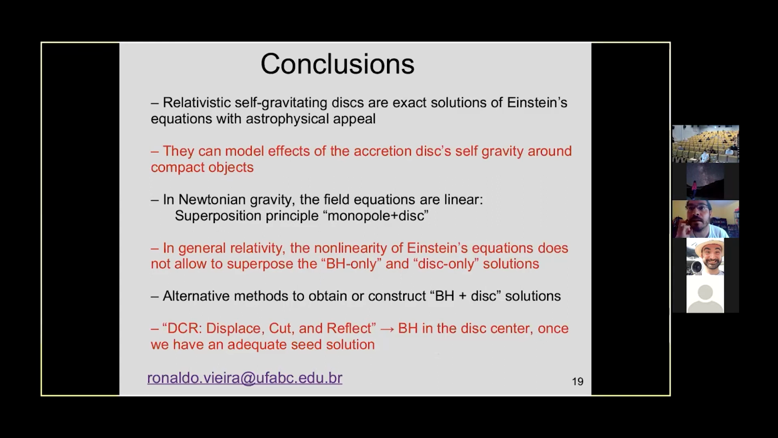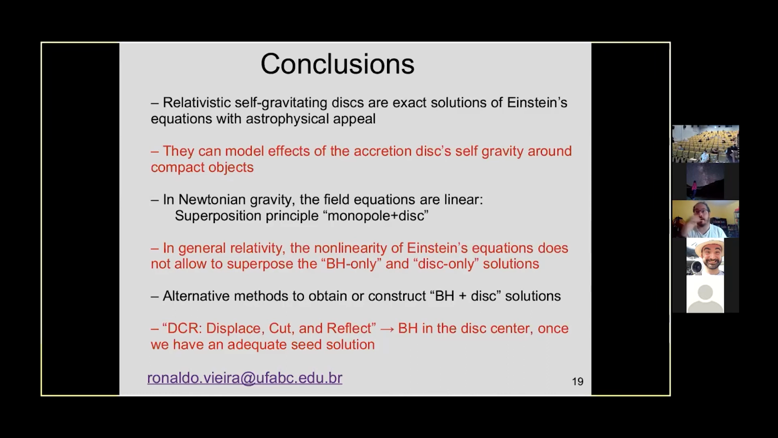There is a kind of superposition principle in general relativity, gravitational decoupling. Maybe you can solve the pure black hole solution and the disk solution and use this kind of superposition. The name is gravitational decoupling, so maybe it could be useful for you.